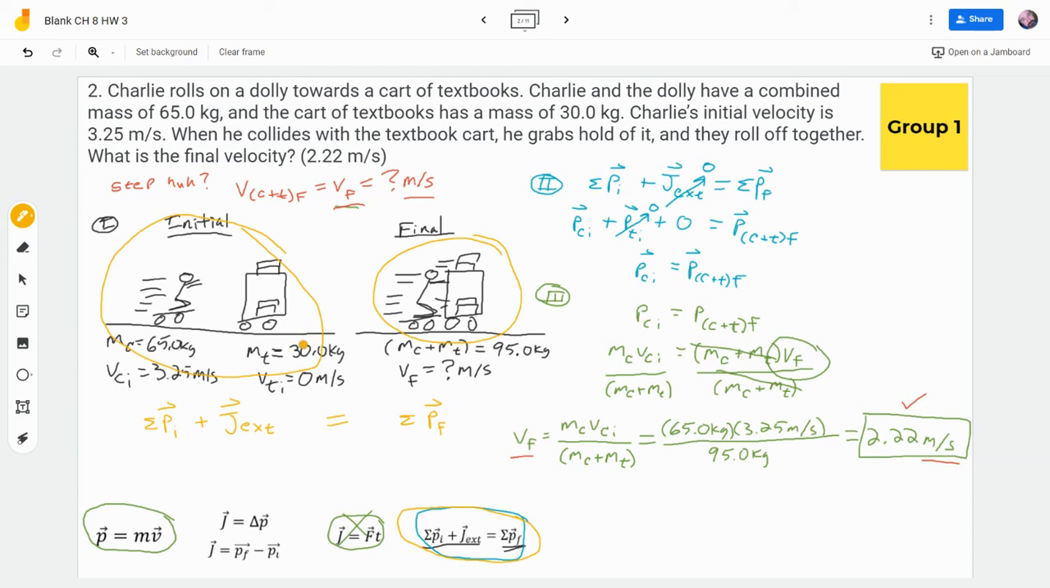So initially, all of that momentum, Charlie had it to himself, and he was moving at 3.25 meters per second. So 6.5 miles per hour, 7 miles per hour. After the collision, when everything is together, now Charlie is sharing his momentum with the textbooks and the cart. So he has lost some of the momentum. He's got to share it now. The result of that is the final velocity is a smaller number, 2.22 meters per second. So about 4.5, maybe 5 miles per hour. So something like that. So that intuitively should make sense.